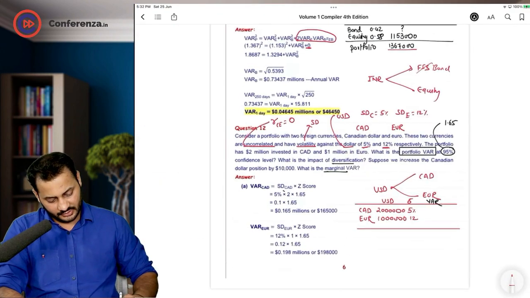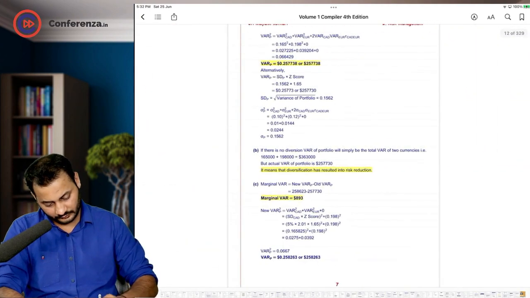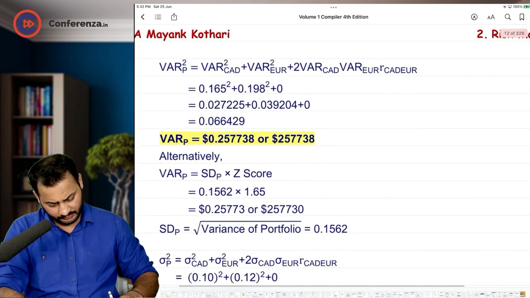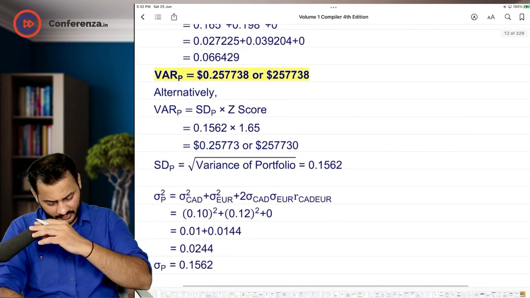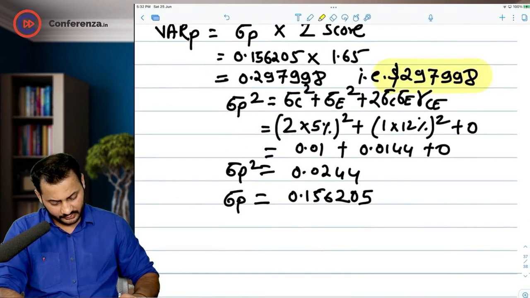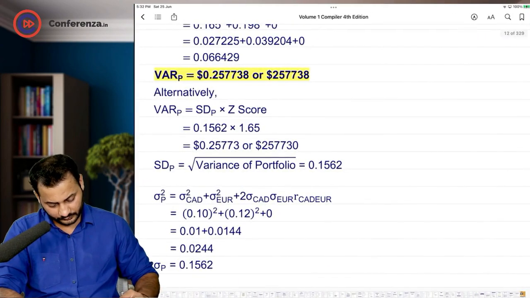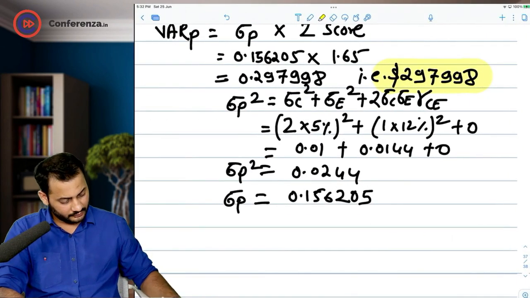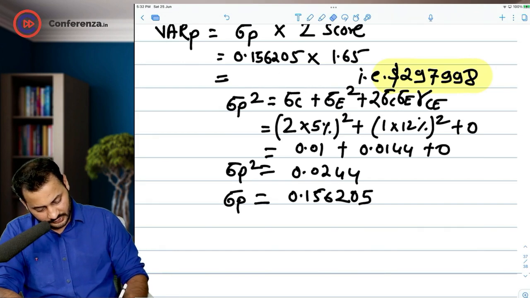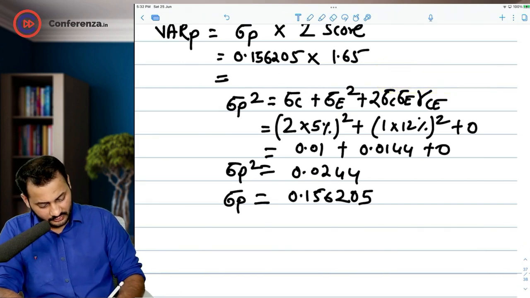Let's see if this is right or wrong. There is something missing on our side. There might be some calculation error on our side. Let's just find it out. 0.1562 into 1.65 is 0.25773. It's a simple calculation. 0.156205 into 1.65. Everything is right. No calculations are wrong on our side.